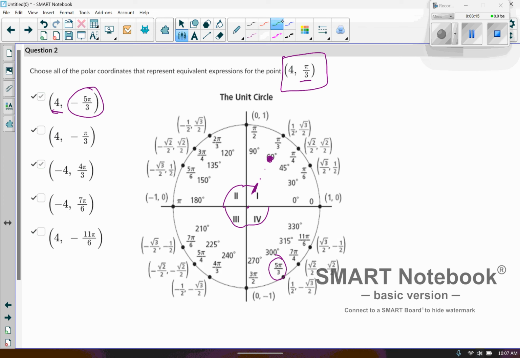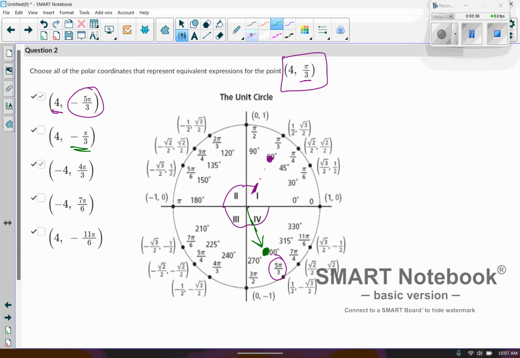If you look at this one right here, I'd rotate negative pi over 3. So pi over 3 is 1, 2, 3 clicks this way. So I'm going to go 3 clicks the other way. 1, 2, 3. And so now I'm facing right here and I go positive 4. So I end up about right here. So you can see that point is not equivalent to the original point.